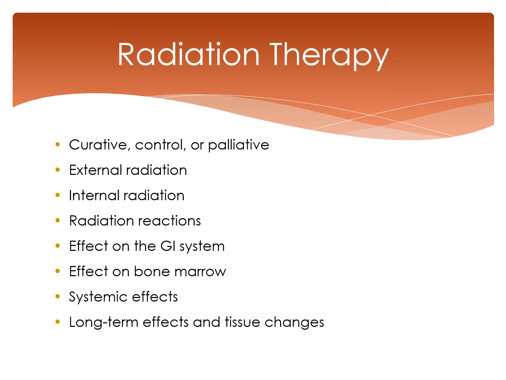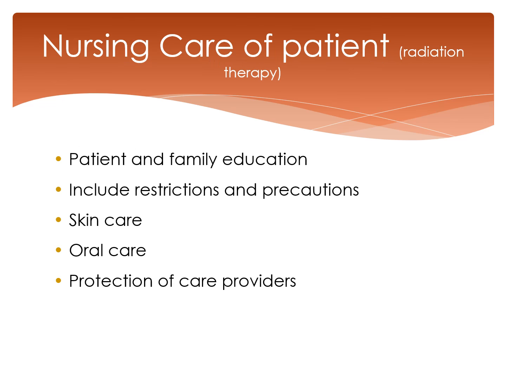Effects on the bone marrow include thrombocytopenia, which is decreased platelets. Systemic effects include fatigue, malaise, and anorexia. Xerostomia is dryness of the mouth that patients can experience, and stomatitis is inflammation of oral tissue. Alopecia is hair loss. Patients can experience leukopenia, which is a decreased white blood cell count.